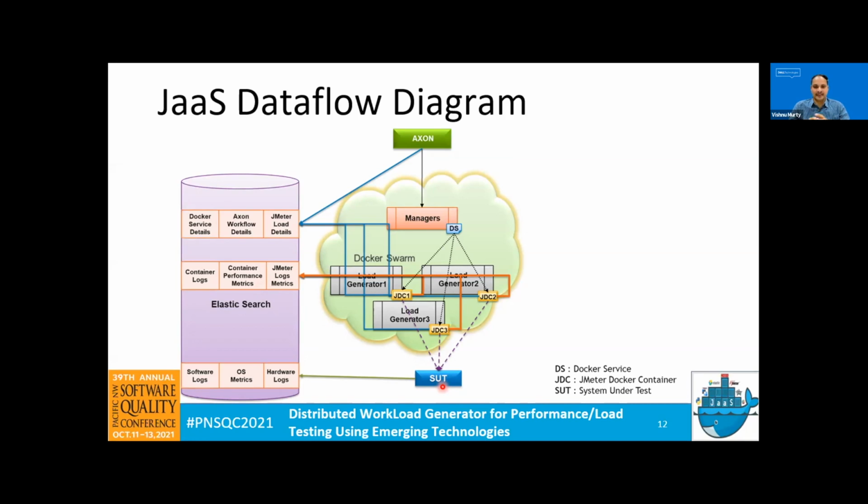Okay, so this is pretty much high level, and you can see here the Docker TS means Docker service, JMeter Docker container, or system under test basically the name. So this is a pretty high level solution of what I talked about, and most of the tools we use are completely open source. And now, in the next slide, we will talk about one of the challenges we faced.